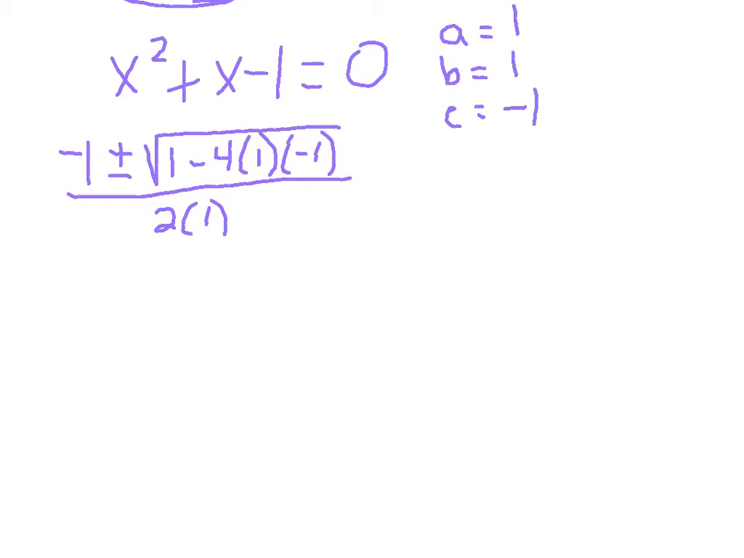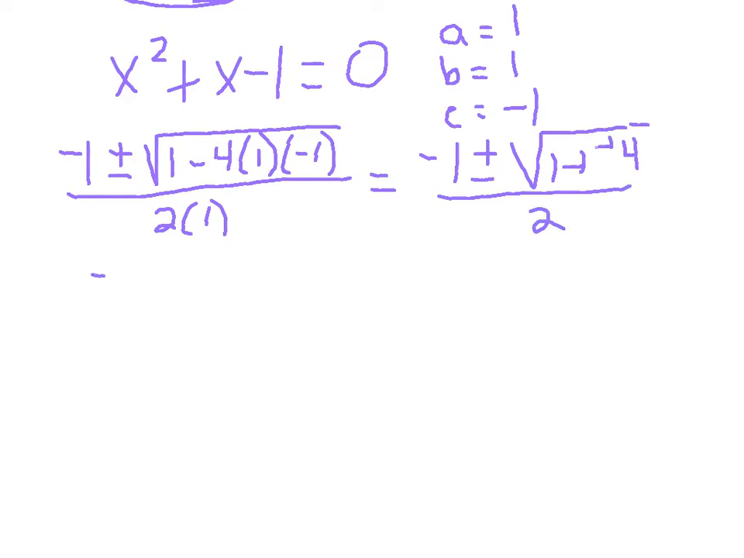Now we want to start our PEMDAS, or order of operations work. We're going to leave the negative 1 plus and minus the same and start cleaning up under our radical. 1 minus, what's 4 times 1? That's 4. 4 times negative 1 is negative 4. So we have 1 minus a negative 4, all over 2. And that's going to equal negative 1 plus and minus the square root of, 1 plus 4 is a happy little 5. This one's a lot easier.